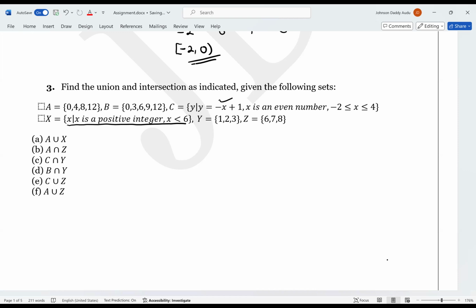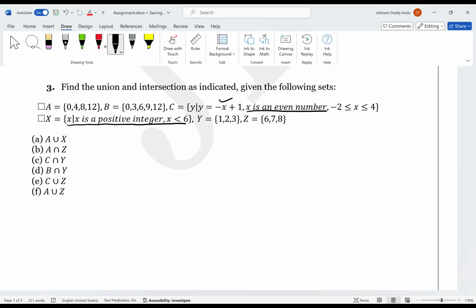So first of all, let's concentrate on C. A, B, and Y, Z, they are all easy. So look at C. What is C? C says Y such that, what is Y? Please, there's a little bit of correction I did here. So you look at the worksheet I uploaded. So this C is defined as Y such that Y is minus X plus 1, such that X is what? Even. So X is what? Even number, very important. And this X is what? Is between -2 to where?